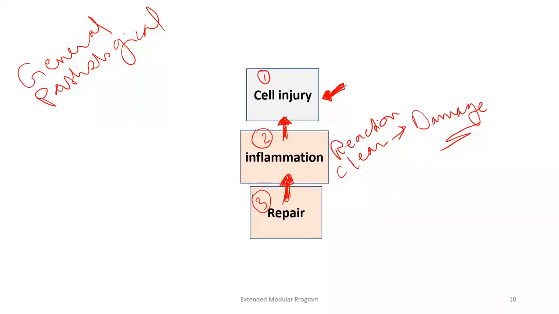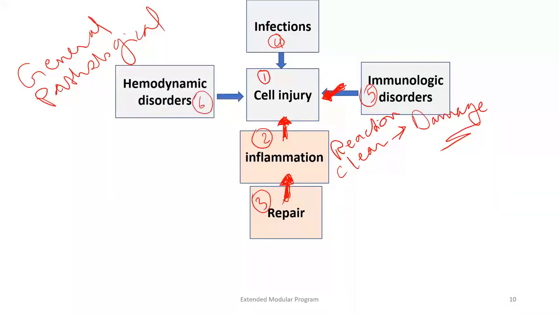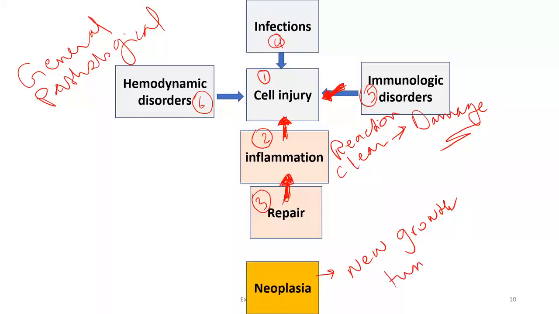So you have cell injury, you have inflammation, which is the reaction to clear the damage, and you have repair that repairs the damaged tissue. And then we are going to deal with some causes of cell injury like infections, immunologic disorders, and hemodynamic disorders, which are changes in the blood supply of an organ that can lead to cell injury. And lastly, in general pathology, you are going to learn neoplasia. Neoplasia is new growth or tumors. So these are the chapters of general pathology you are going to learn.